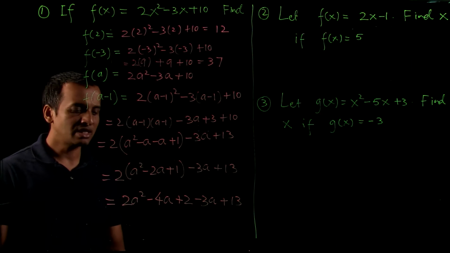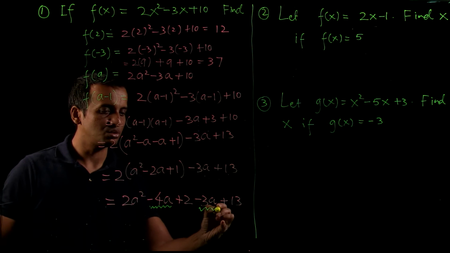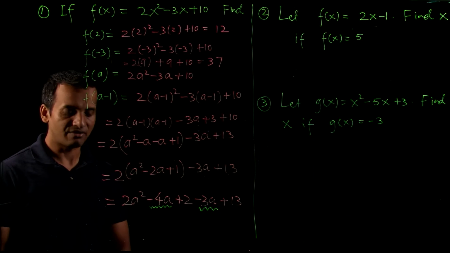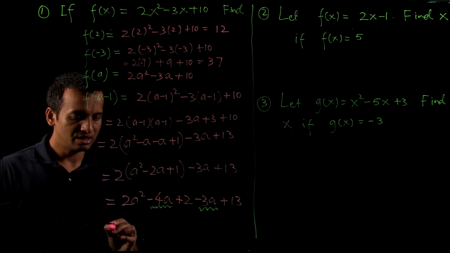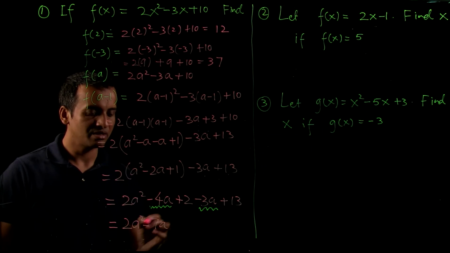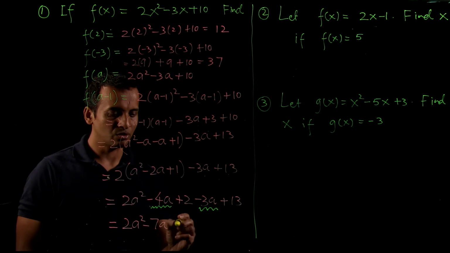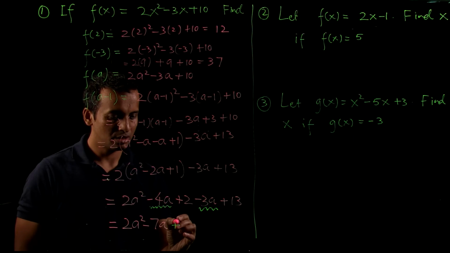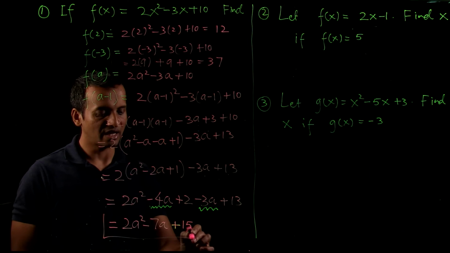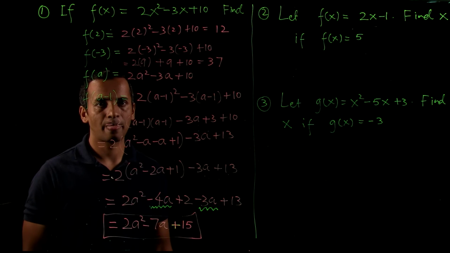Okay, so let me combine the like terms. There is negative 4a and then negative 3a, so it will be negative 7a. So let me write, this is equal to 2a squared minus 7a, right? And then there is plus 2 plus 13 will be plus 15, so it is plus 15. So this is the final answer for f at a minus 1.